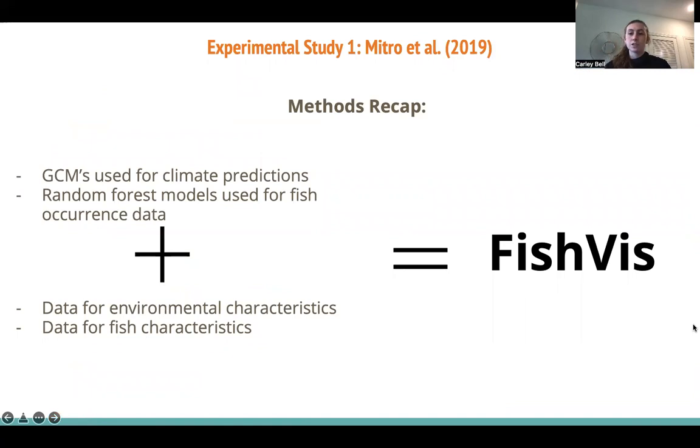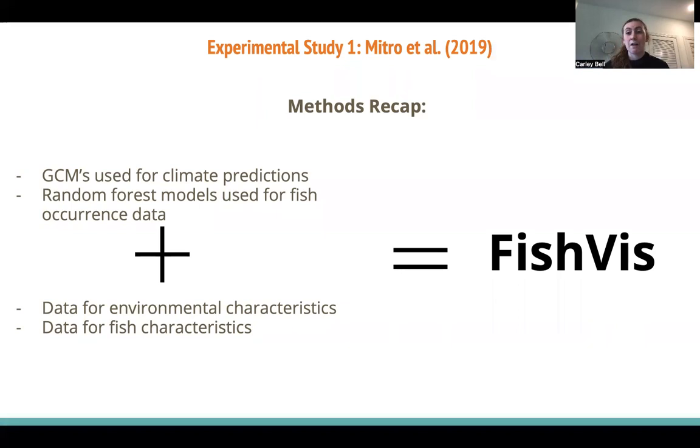So, methods recap. This is the main thing I want you to take away of what the methods are. They use the data for the environmental characteristics, the abiotic variables, the data for the fish characteristics, how much fish are in the stream, and the characteristics that the fish need, including their critical thermal maximum, their reproductive strategies, just everything that they need to survive. They add that in with the random forest models that help predict the fish occurrence data based on their characteristics. And they add that also in with the general circulation models for the climate predictions. And that makes FishViz, which puts this all together, extrapolates the data, and then outputs for us the fish occurrence based on the data. So it's really cool.